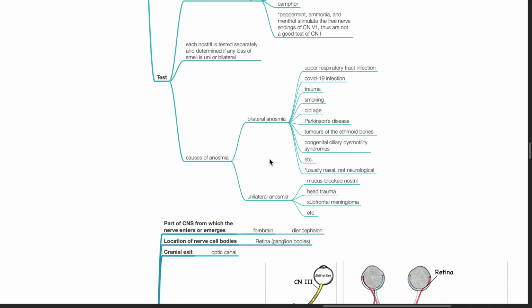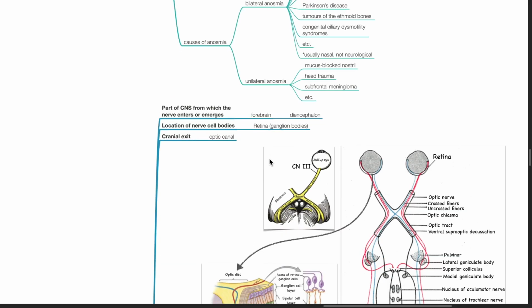Causes of anosmia. Bilateral anosmia: upper respiratory tract infection, COVID-19 infection, trauma, smoking, old age, Parkinson's disease, tumors of the ethmoid bones, congenital ciliary dysmotility syndromes, etc. Bilateral anosmia is usually caused by nasal causes rather than neurological causes. Unilateral anosmia can be caused by mucus blocking the nostril, head trauma, subfrontal meningioma, etc.